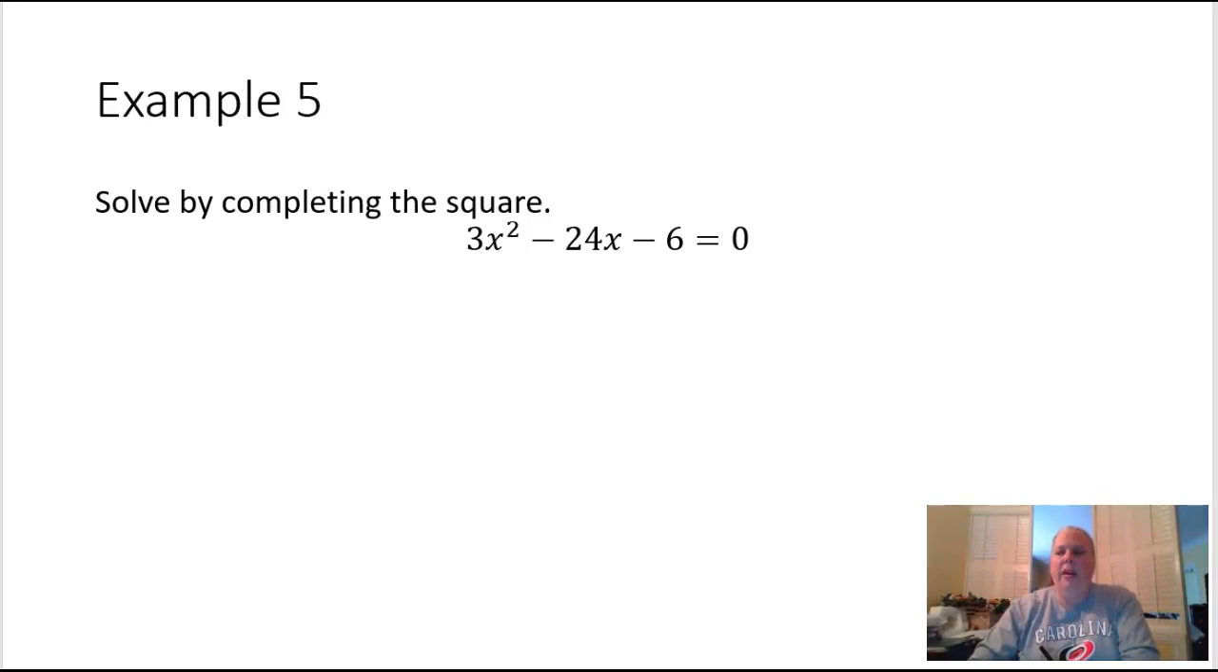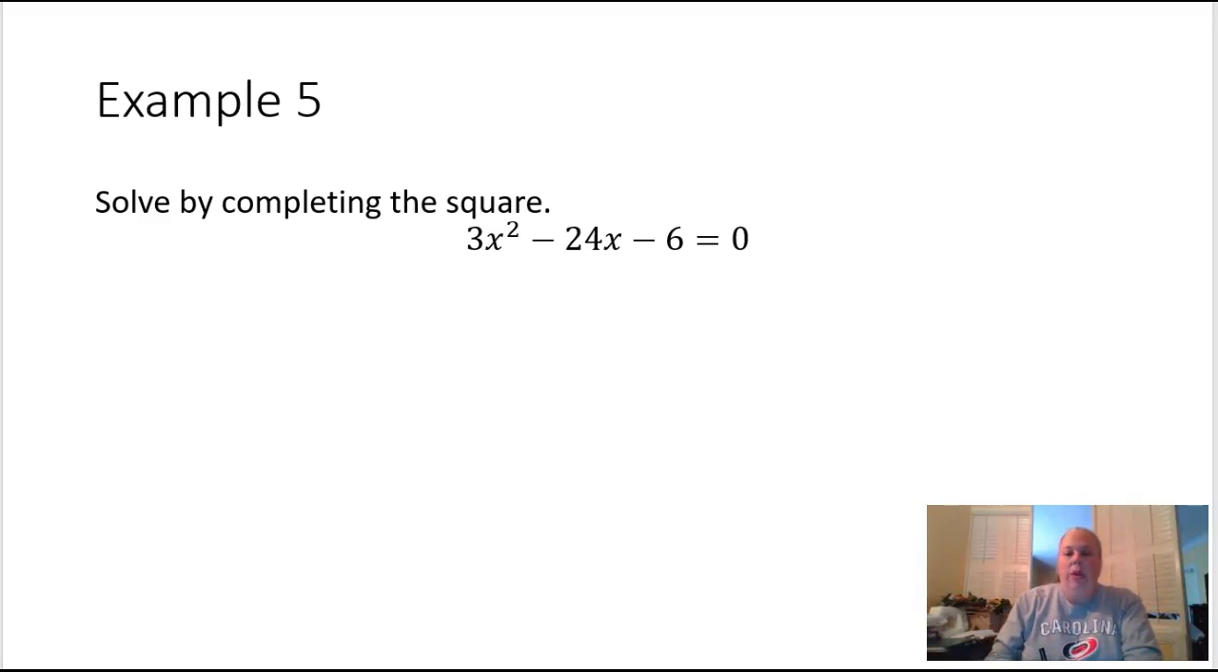This is example 5 from lesson R.5. We are supposed to solve this quadratic equation by the process of completing the square. The first thing you want to do when you complete the square is make sure that your leading coefficient is a 1, and that is actually not the case here. So this is a 3. So remember, we have to divide everything by 3.